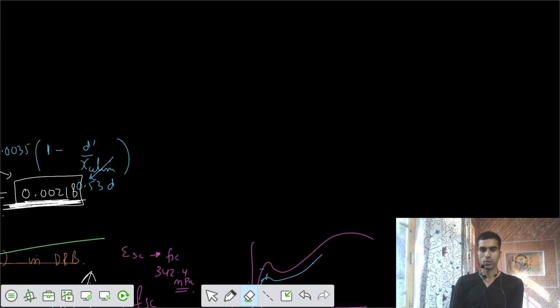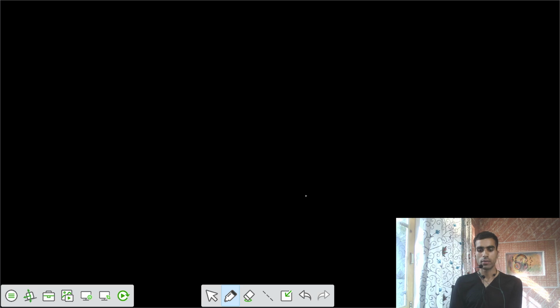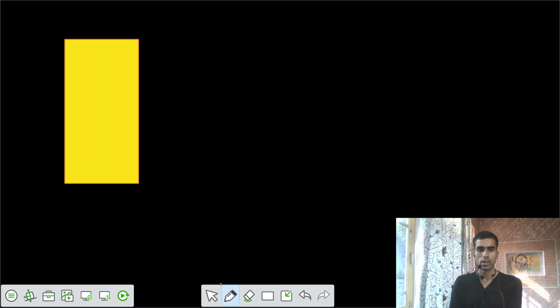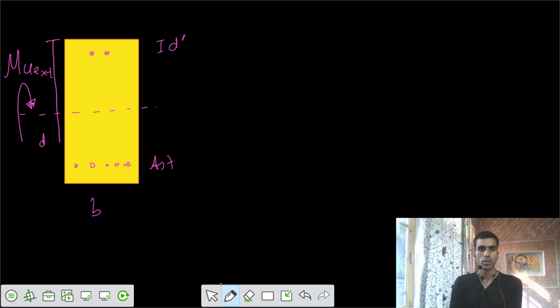Okay, let's go to the design of DRB now. Let's say this was your section of B cross D, with effective depth D, and there's some steel AST, and you apply a factored bending moment of MU external. We are also providing some steel from the top at some effective cover of D dash, and this is your D, the effective depth up to the tensile reinforcement.